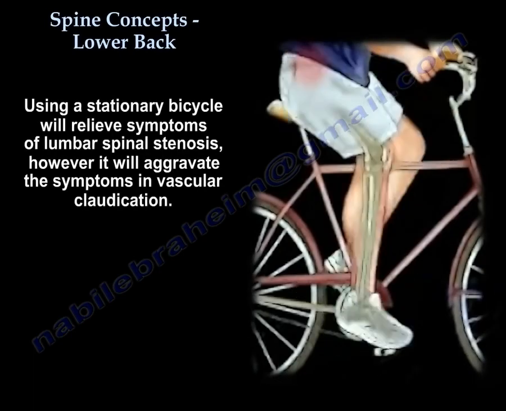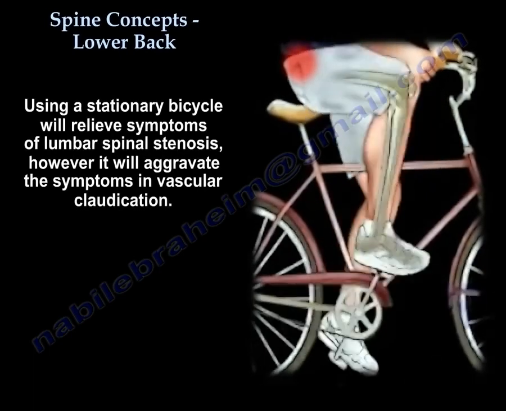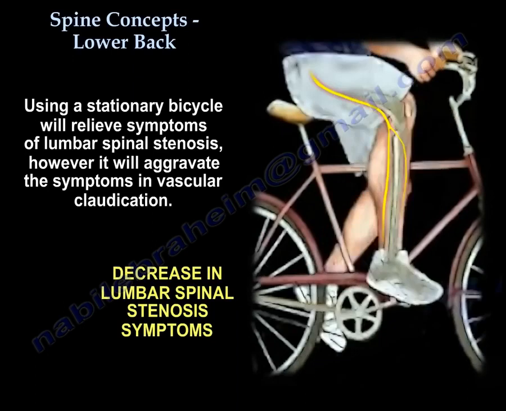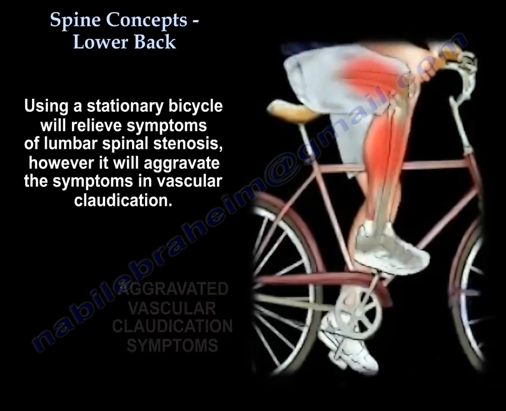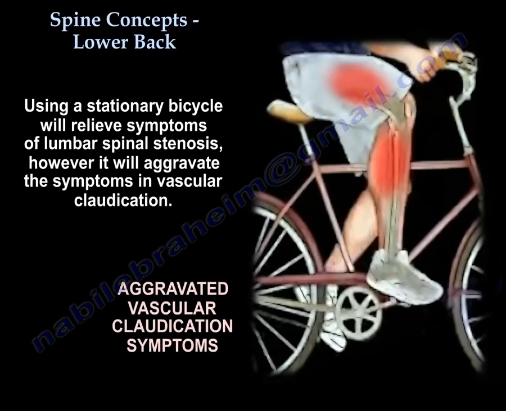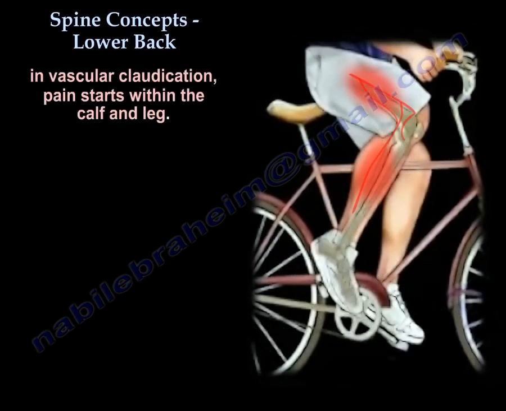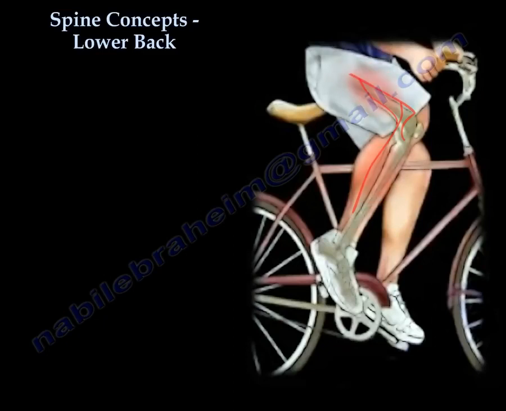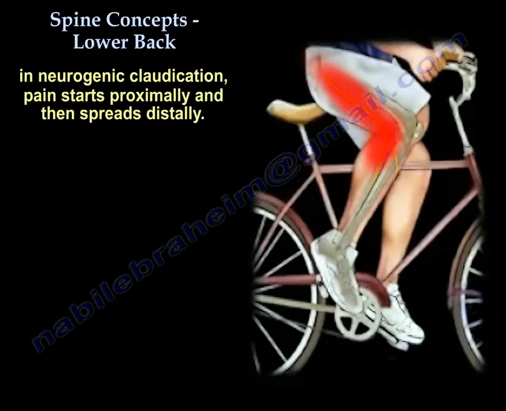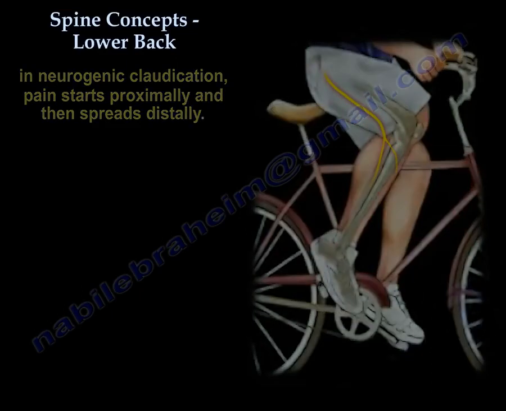Then we take the bicycle, which will relieve the symptoms for lumbar stenosis and will aggravate the condition for vascular claudication. In vascular claudication, the pain starts in the calf and leg. In neurogenic claudication, the pain starts proximally and spreads distally.